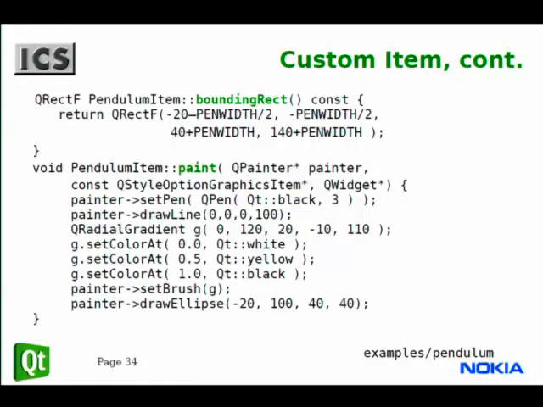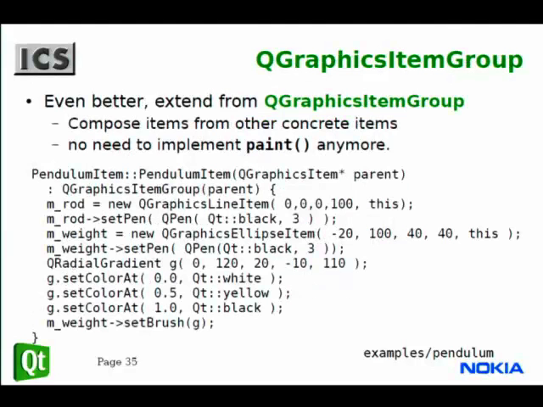But because we happen to be composing this item based on other things which are almost primitive, we can reuse classes that were already written for us so that we can write less code ourselves.